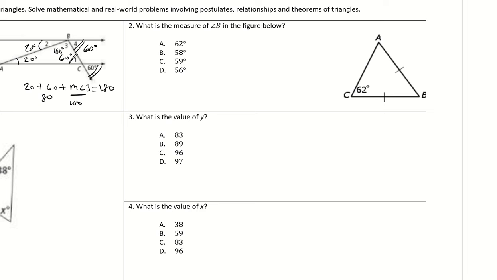So number two, what is the measure of angle B in the figure below? So this is an isosceles triangle because these two sides are congruent here. And by the isosceles triangle theorem, if these two sides are congruent, then the opposite angles must be congruent. So if you go to the opposite angle of this side, and then the opposite angle of that side, then these two must be congruent because they're opposite the congruent sides. And so this has to be 62. So now we got 62 and 62, so we can figure out what angle B is. They should add up to 180 by the triangle angle sum theorem. So 62 plus 62 plus the measure of angle B adds up to 180, and 62 plus 62 is 124. So we can subtract 124 to get angle B. So the measure of angle B is 56 degrees.